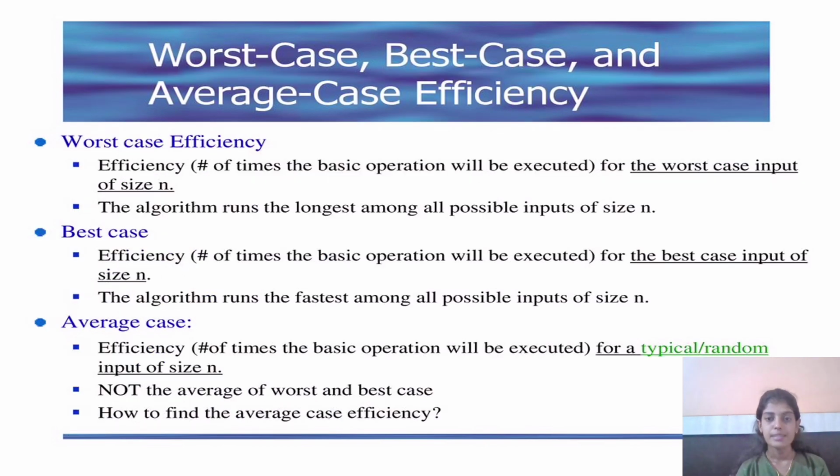Worst case, best case, and average case efficiency. Worst case efficiency: efficiency for the worst case input of size n. The algorithm runs the longest among all possible inputs of size n. Best case efficiency: efficiency for the best case input of size n. The algorithm runs the fastest among all possible inputs of size n. Average case efficiency: efficiency for a typical or random input of size n, not the average of worst and best case.